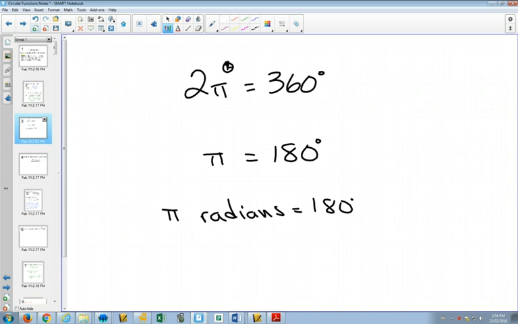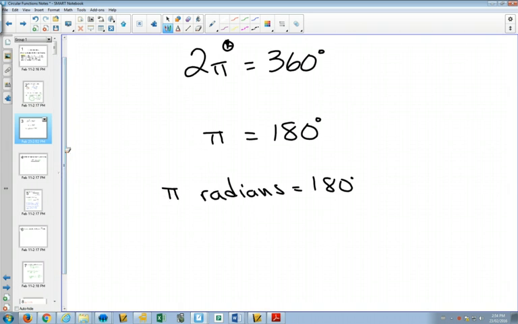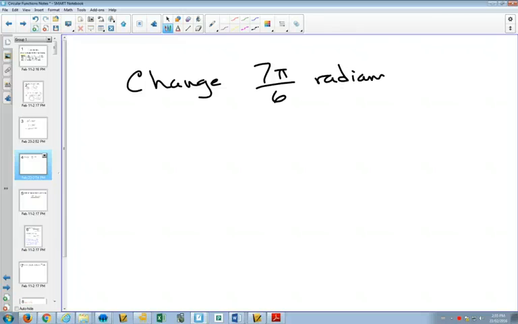But this is further complicated when we start doing things like change 7 pi over 6 radians to degrees. So if we want to change 7 pi over 6 radians to degrees, well, we've learned already one way to do it, and then we've learned a shortcut.